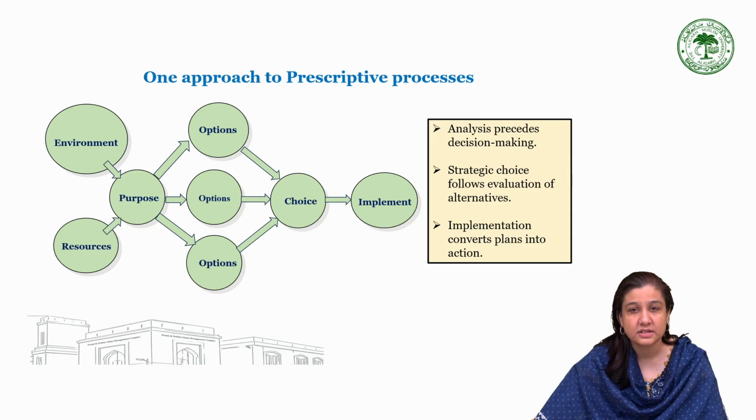The third stage of the prescriptive approach is implementation. The plans are translated into action. Resources are allocated, employees are assigned responsibilities, and performance is monitored. Without effective implementation, even the best strategy may fail. Therefore, successful strategic management requires all these three stages to work together.